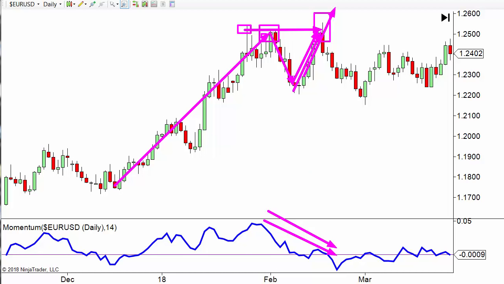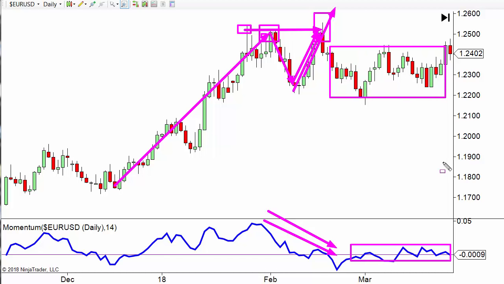And then notice what happens. We've already kind of shown this, but then it just kind of goes sideways. And this just kind of goes sideways too. So no trend. We go from a trending market to a non-trending market. And the first signal we get, an early signal if you will, is the divergence on momentum. So that is one practical application of how it can be used.